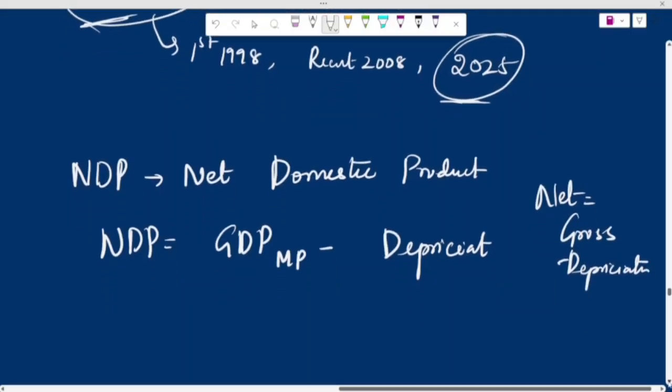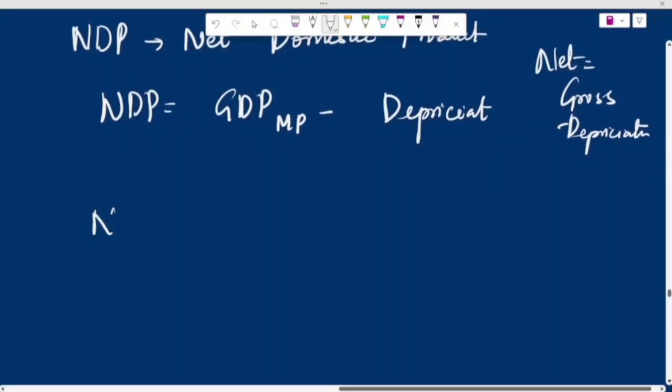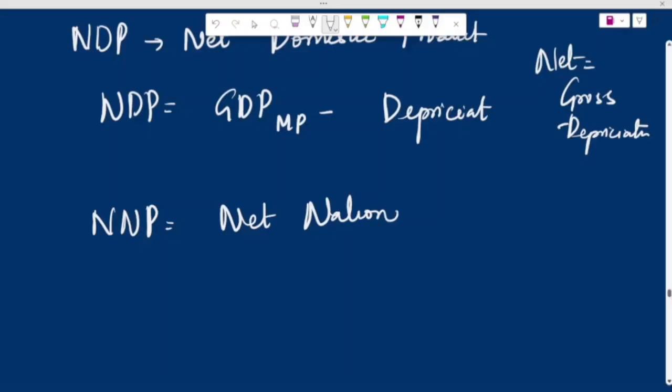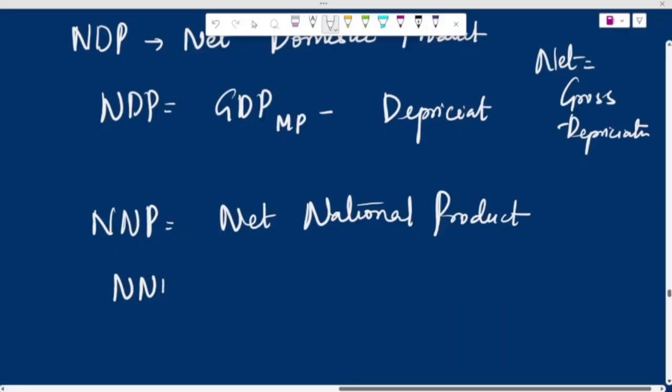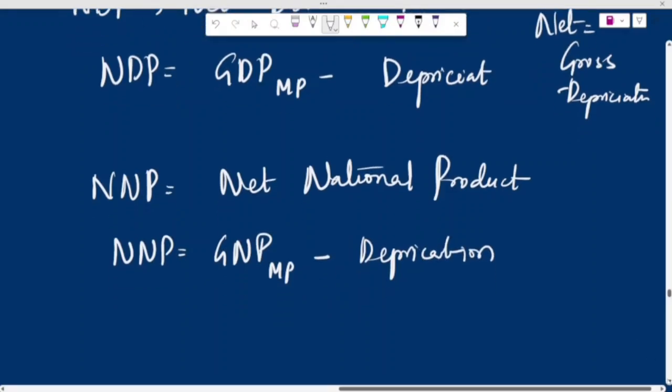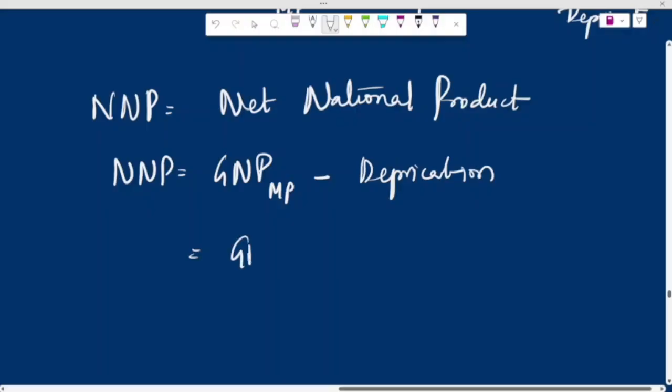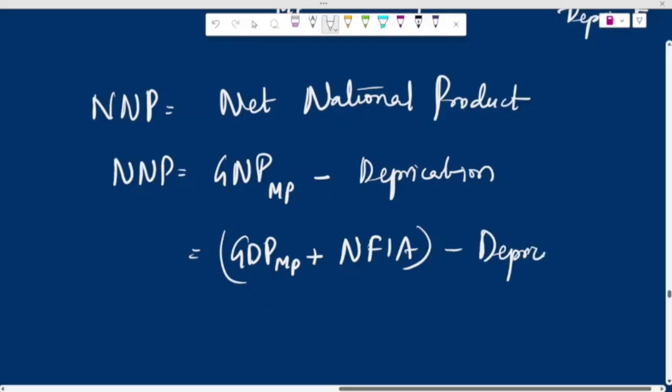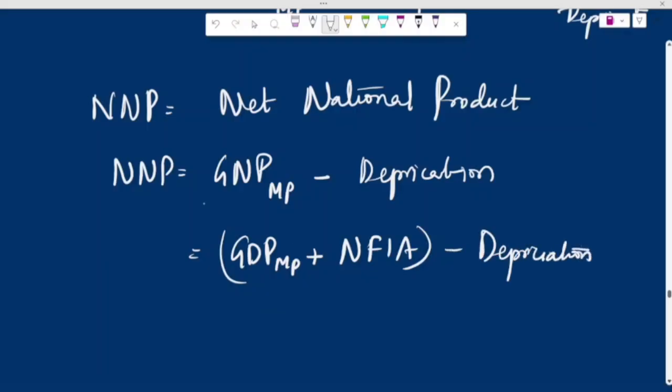Fine. Then we have something called NNP. It is nothing but net national product. Net equals gross minus depreciation. So NNP equals GNP at market price minus depreciation. This NNP, GNP can be written as GDP at market price plus net factor income from abroad minus depreciation. Right? GNP can be written as GDP plus net factor income from abroad.